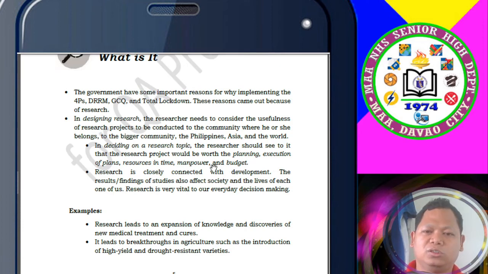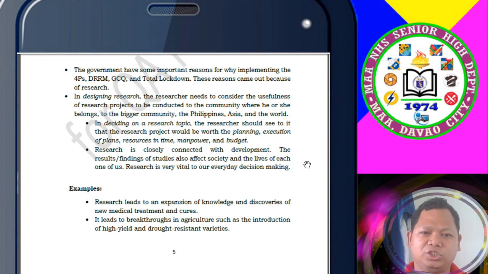To avoid those hassles later, especially going back over your research, changing your title again, and finding another topic, you must plan and put it in mind also that it must be your interest. So you choose a topic that interests you, to avoid choosing topics that are very complicated. Research is closely connected with development.